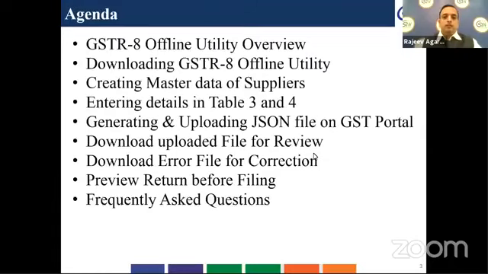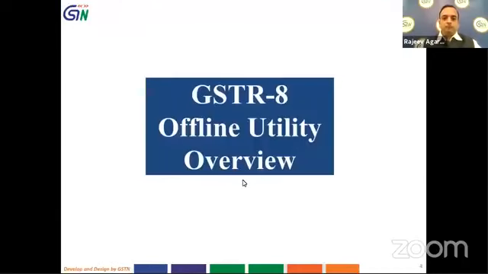So this is the agenda for us. We are going to see what the GSTR 8 offline utility is, how to download the utility and use it by filling in the data of suppliers and filling in data in table 3 and table 4. Then how one can create and upload a JSON file. Then how one can download the uploaded file for review or for correction, and how to preview before filing. So this is the agenda for today, and we will go through each of the topics one by one.